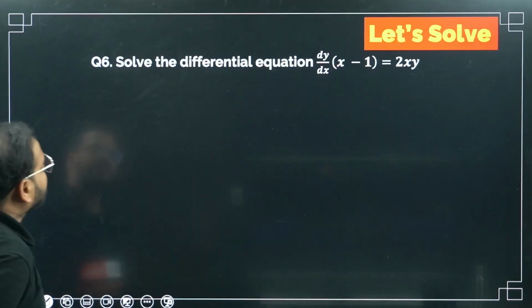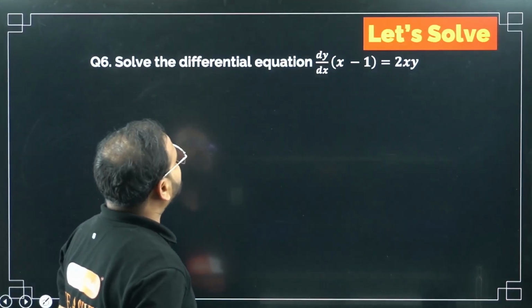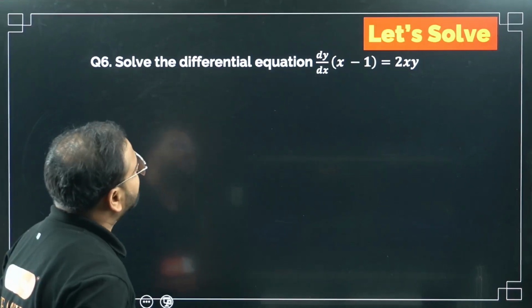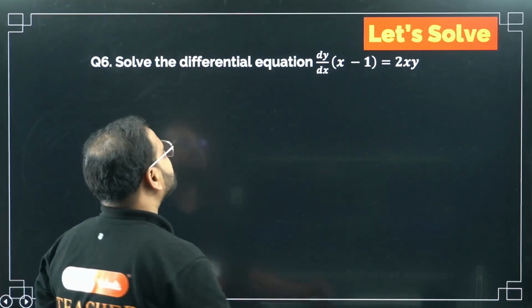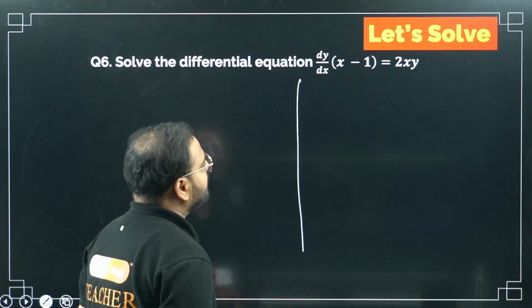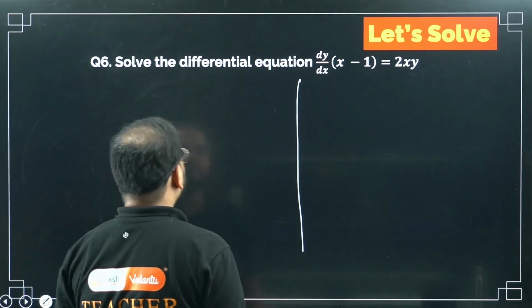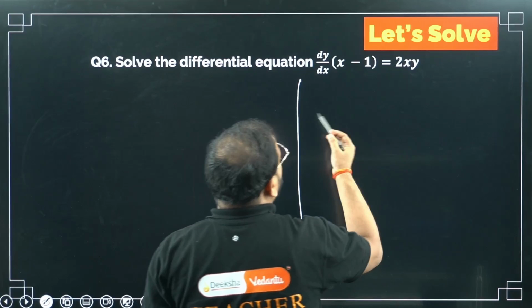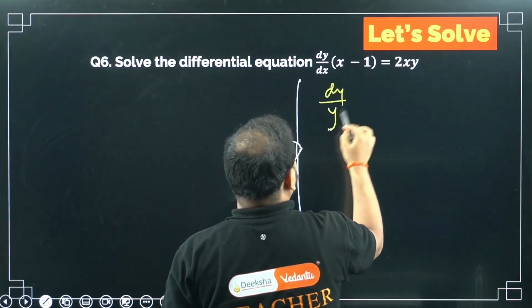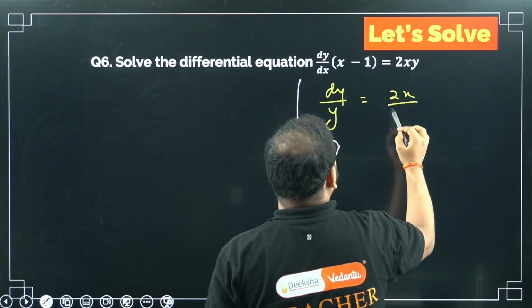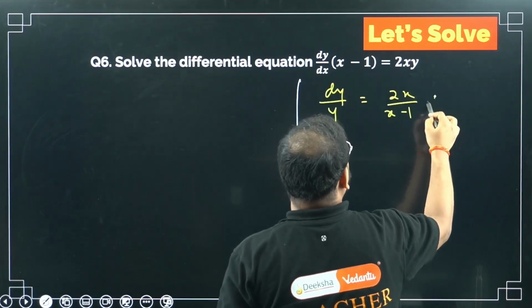Moving on. Question number 6. Solve the differential equation dy by dx times x minus 1 equals 2xy. And I have done a similar question like this. I think the first one was the same, no? But let me solve it anyway again. How will I solve it? Bring it over here. dy upon y equals 2x upon x minus 1 dx.